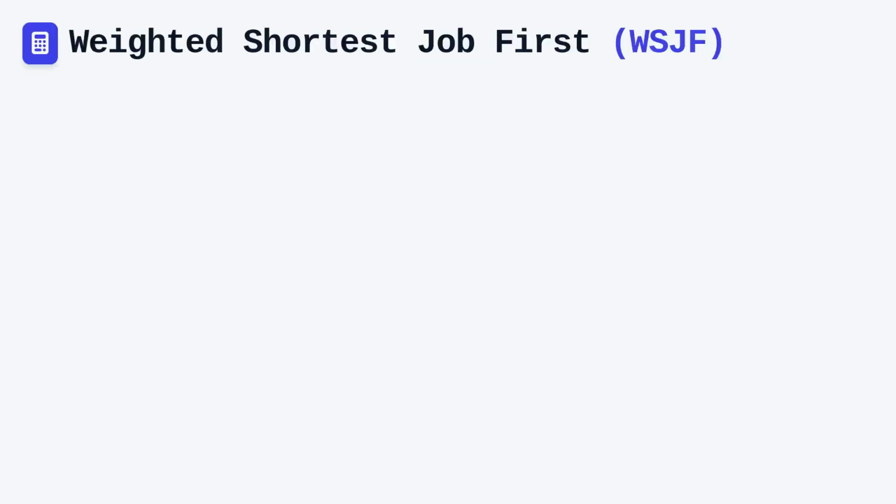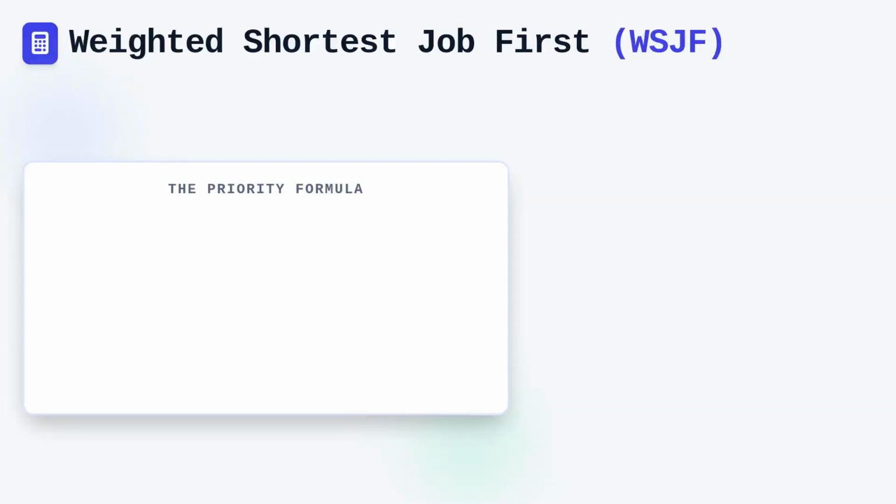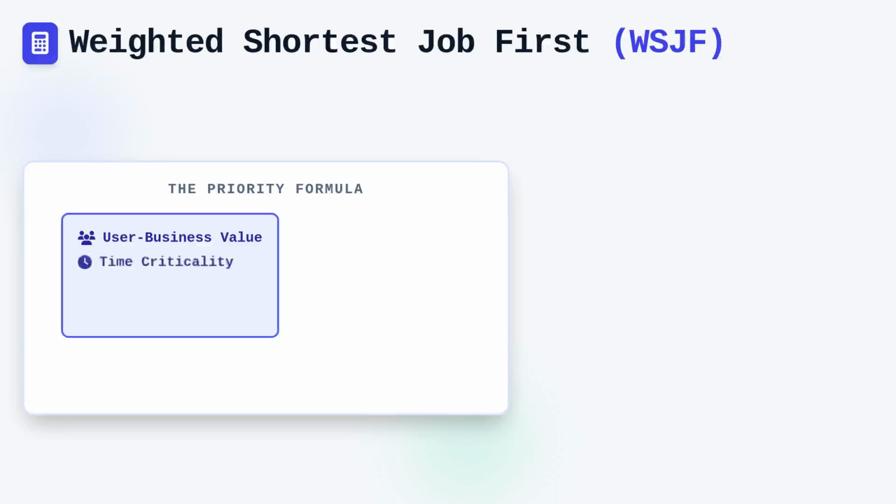The weighted shortest job first calculation is a tool for prioritizing work based on the cost of delay divided by the job size. When approaching a problem involving WSJF, you must identify the components that constitute the cost of delay, such as user business value, time criticality, and risk reduction.